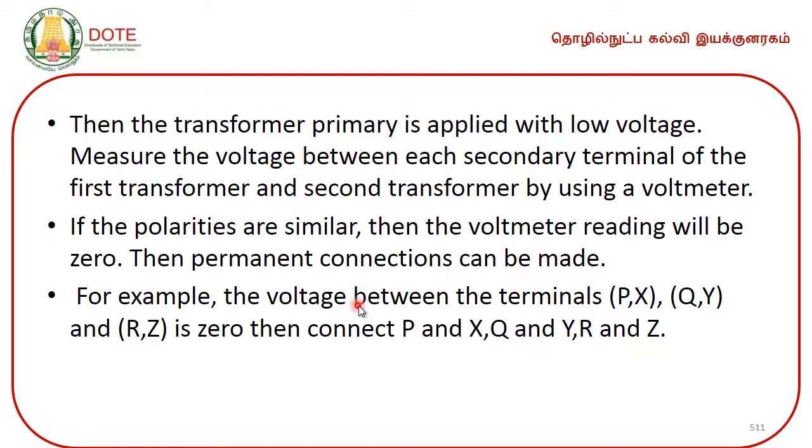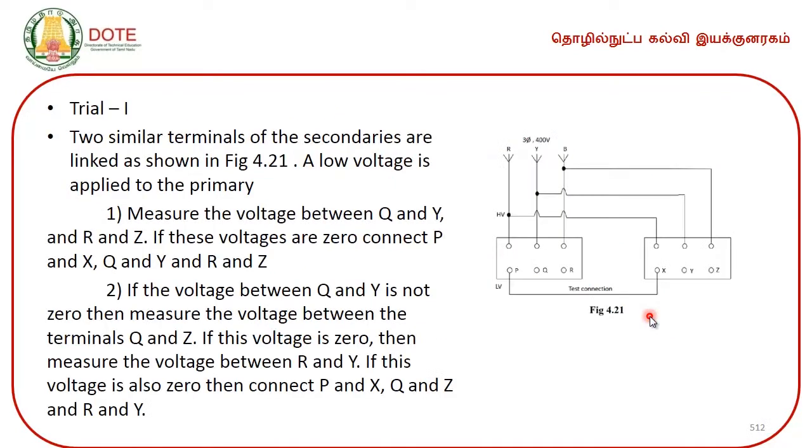For example, if the voltage between the terminals P, X, Q, Y and R, Z is 0, then connect P and X, Q and Y and finally R and Z. Now we will move on to trial 1.